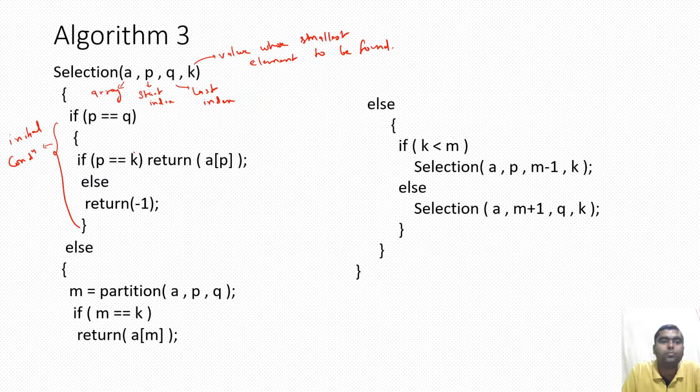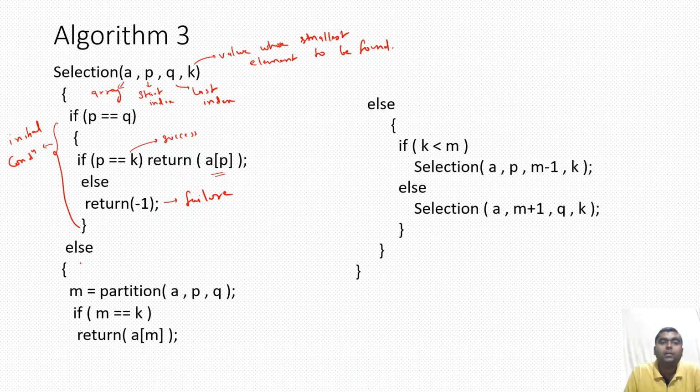So if the value of p is equal to k, okay, p and q, you can take any, so if the value of p and q is equal to k, then return A of p, because A of p is what, the kth smallest element. If not, then else return what, -1. So this is successful, this is the case of success and this is the case of failure. So this is the initial condition.